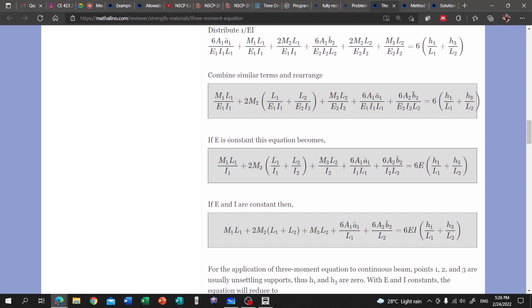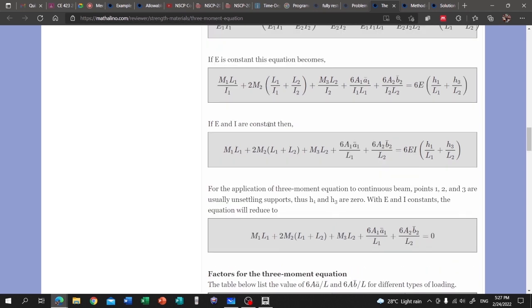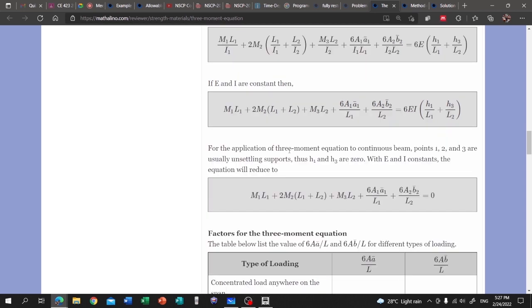As iton kaurugan it case, amit nagka-cancel out. An E ha numerator, an E ha denominator, yung ka-DDD, kay constant man hiya. Okay, laging 6EDD. Then, if I is constant also, an I din eh, constant. Okay. Now, for the application of the three moment equation to continuous beam, points 1, 2, and 3 are usually unsettling supports. Thus, H1 and H3 are 0. Okay. With E and I constant, the equation will reduce to 0.